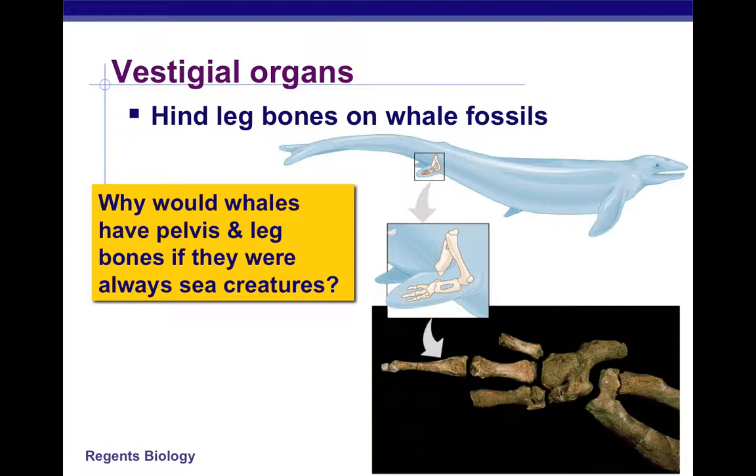Examples for humans would be our tailbone. Our tailbone shows that we used to have a tail. It's evidence that we had a tail that was used for balance or grabbing or whatever a tail might be used for. And another example would be the appendix. We don't need our appendix, but it is evidence of a prior use.